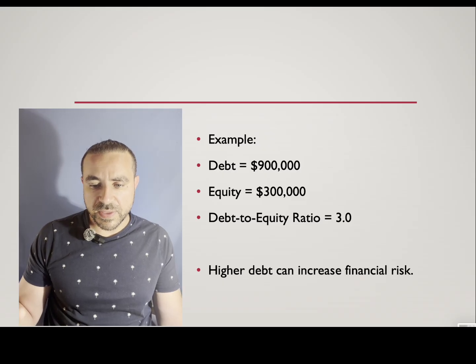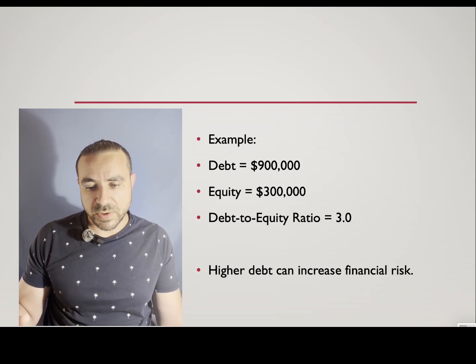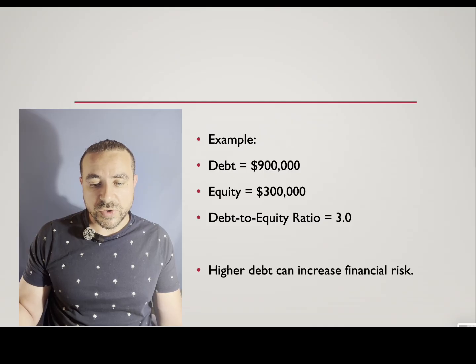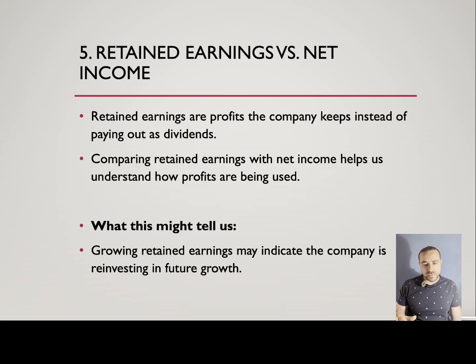A quick example: if you found that the debt is 900,000 and the equity is 300,000, it means that the debt to equity is 3, which means that the company is increasing its financial risk. The last point we will try to understand is retained earnings versus net income. Net income comes from the income statement and goes to retained earnings at the end of the year. Retained earnings are the profit that the company keeps instead of paying its shareholders dividends.